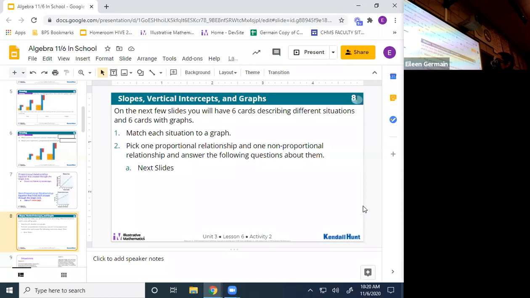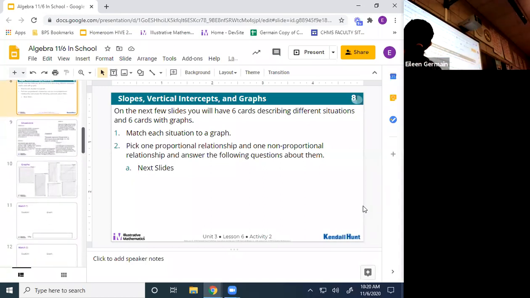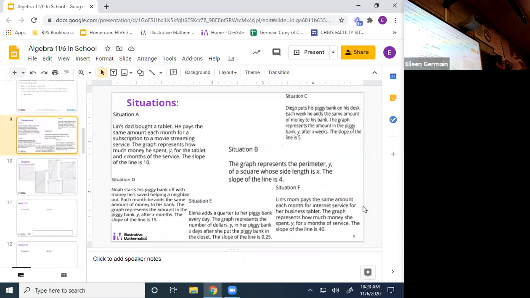Okay? So on these slides, the first set of slides has the situations, where we're talking about some scenarios that have some equations that are going to relate from it, right? So for example, Lynn's dad bought a tablet. He pays the same amount each month for a subscription to a movie streaming service. The graph represents how much money he spent Y for the tablet and X months of service. The slope of our line is 10.